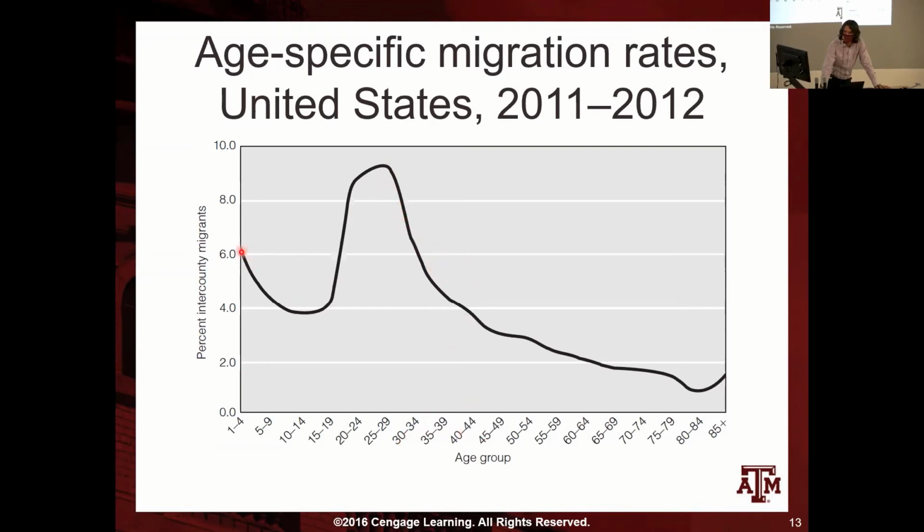And the rates of these children here reflect the rates of their parents. So these are the parents moving with their children. In this case here, we are seeing that their parents are taking the children with them, migrating within the US. This is inter-county migration, people moving between counties, right?